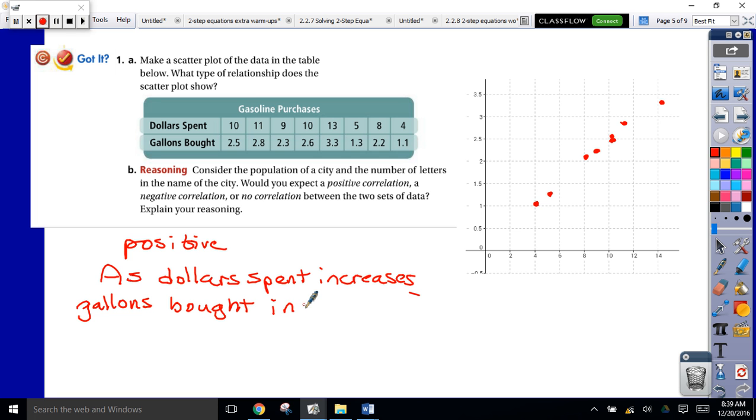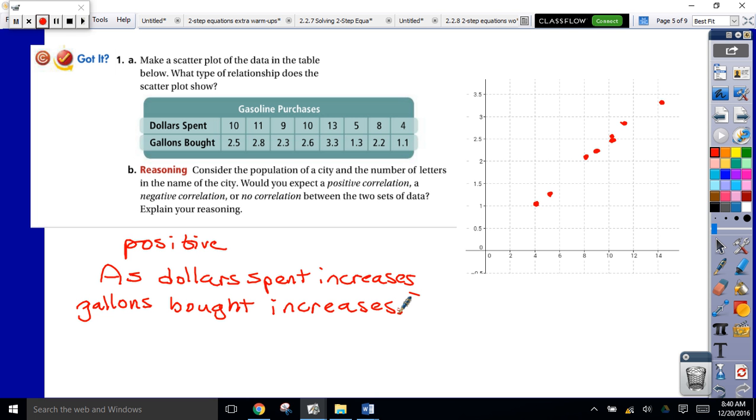increases. Now, in this table, they chose to use dollars spent as the independent variable. We could have used gallons bought as the independent variable, and we could have done it the other way. There's no hard and fast rule that says what has to be the independent variable. Some things are obvious, this one isn't. This one you could have done the other way.